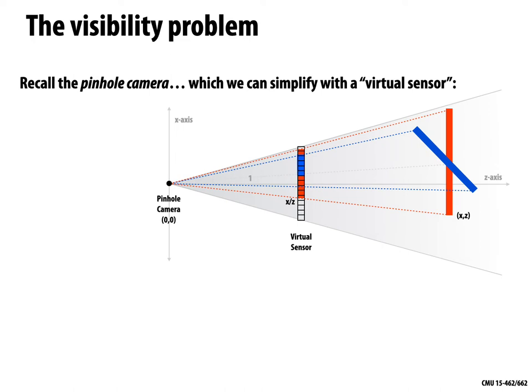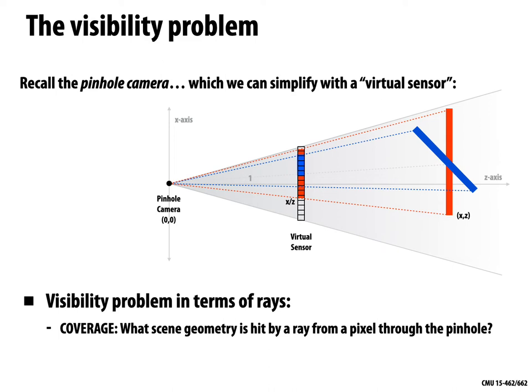That's our image, right? And we're kind of asking, what do we see as we peer out from the pinhole through each of those pixels? We can also think of this question in terms of rays and ray tracing. If I imagine shooting a ray from the pinhole out into the scene through one of the pixels, what scene geometry is hit? What is the list of triangles that I hit? That's going to give me coverage information. Which triangles cover this pixel?